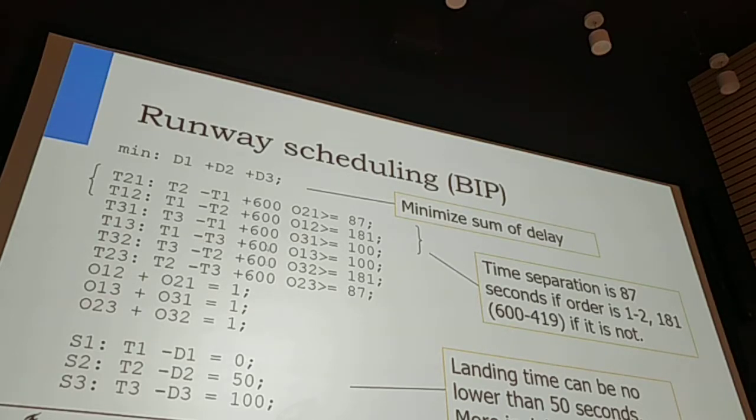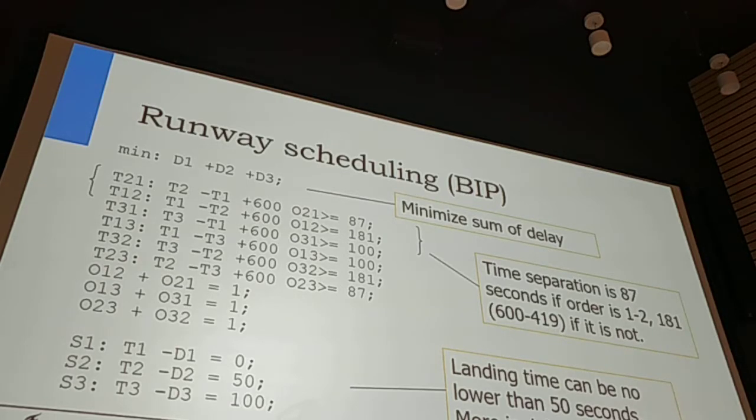Yeah, so these are basically order variables. Here you have to pick either order 1 to 2 or order 2 to 1, so these two together have to equal 1. You have to pick one of these two. Same as the order from 1 to 3 or 3 to 1, or 2 to 3 and 3 to 2. So basically here what we decided is the order of the aircraft landing in. Depending on the order, we need to have a minimum separation between the aircraft.